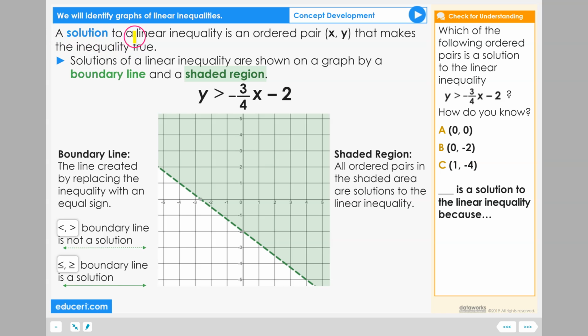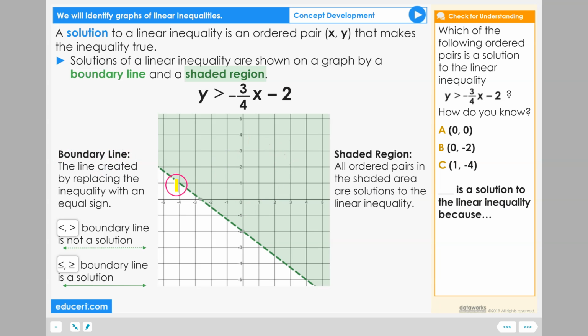A solution to a linear inequality is an ordered pair (x, y) that makes the inequality true. Solutions of a linear inequality are shown on a graph by a boundary line and a shaded region. The linear inequality example y > -3/4x - 2 is shown below.